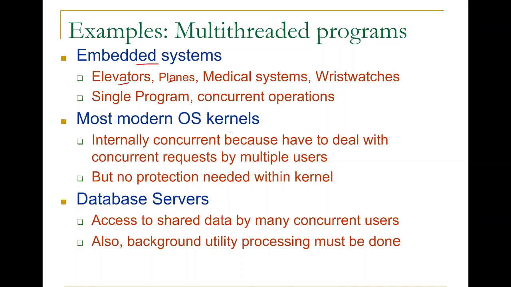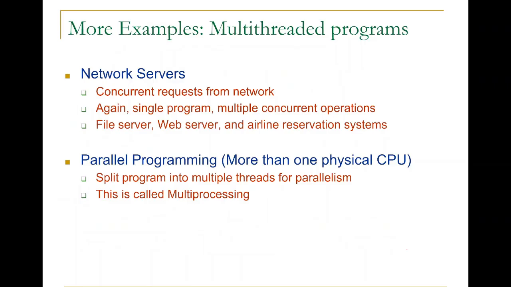Most modern operating system kernels also run multi-threaded programs where they have internal concurrency because they have to deal with concurrent requests by multiple users, but no protection is needed within the kernel. In database servers, we also use multi-threads where you need access to shared data by many concurrent users. Also, background utility processing must be done. You also use it in network servers where you have concurrent requests from network.